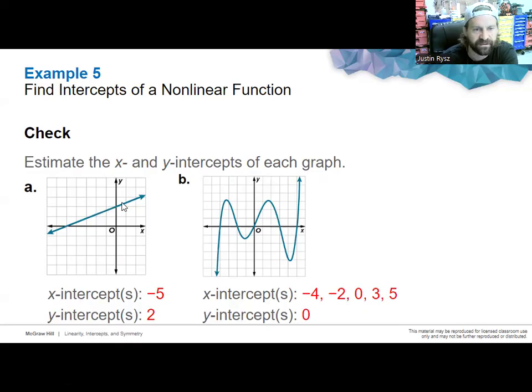It crosses the x at one spot. Now this one crosses the x at 1, 2, 3, 4, 5 different spots. So we have 5 different x-intercepts at -4, -2, at 0, at 3, and at 5. Where does it cross the up and down line? Just right here, smack dab in the middle at 0.